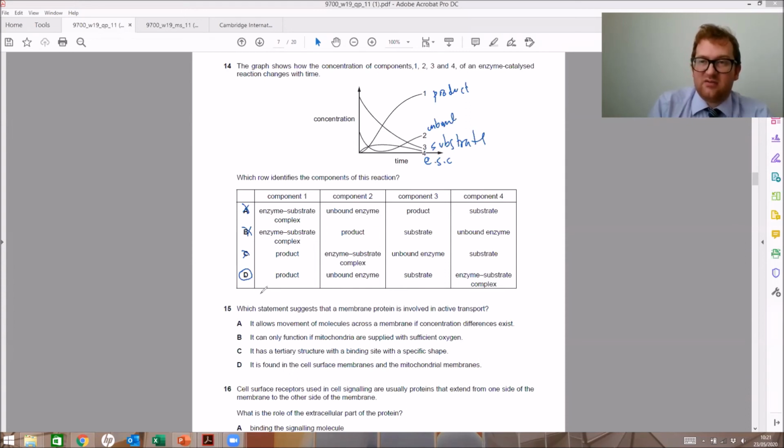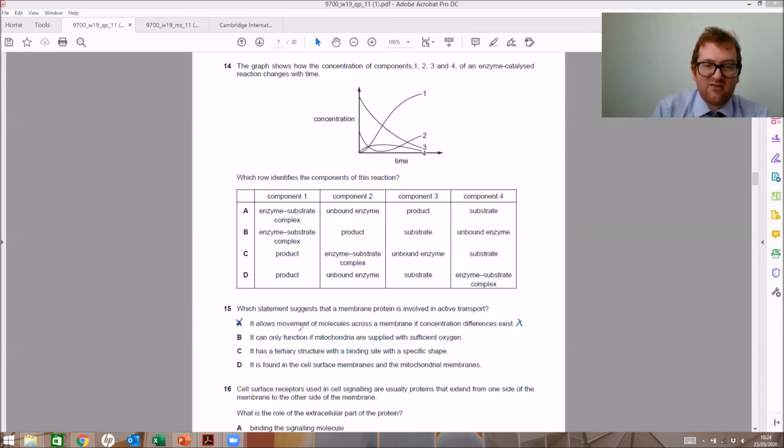Okay, this is one which relates to the question. So it's carrier proteins is the main one, which means they have to be able to change shape. So let's have a look at the options. Option A. It allows movement of molecules across a membrane if a concentration difference exists. Well, this is not specific to active transport because diffusion can take place from a high to low concentration and it doesn't involve active transport. So this is not a clear indicator.